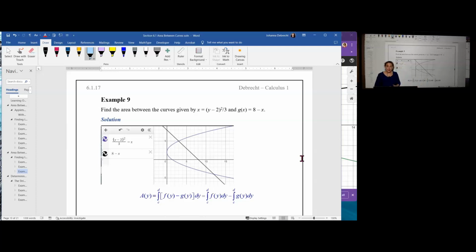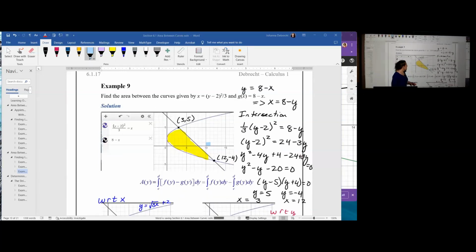Go ahead and pause the video, work this one out on your own, then turn it back on so we can discuss. Let's now discuss example 9. In this case, I went ahead and took the second equation, y equal 8 minus x, and put it in terms of y, solved for x, and got 8 minus y. I needed to find the intersection points, whether I was going to do it with respect to x or y. So I took the two equations, solved for x, and set them equal to each other.